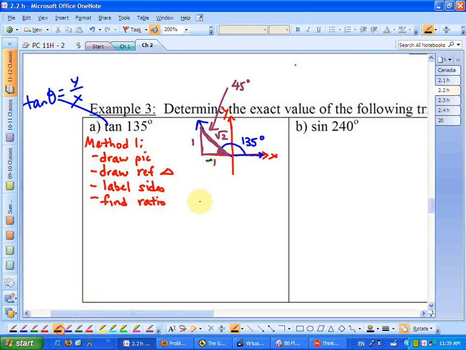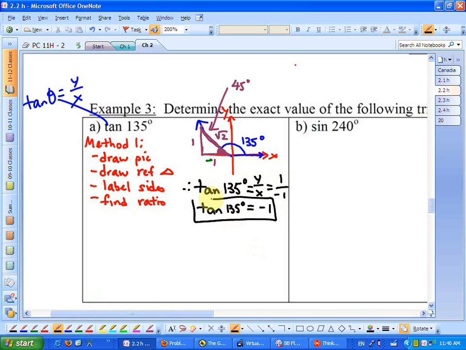So therefore, what is tangent 135 equal to? Well, remember tangent is defined as y over x. What's my y value here? Yeah, y value is 1. Right? It's y over x, so y is 1. What's x? -1. So what's tangent 135? What's 1 divided by -1? It's just -1. There's your answer without the calculator.